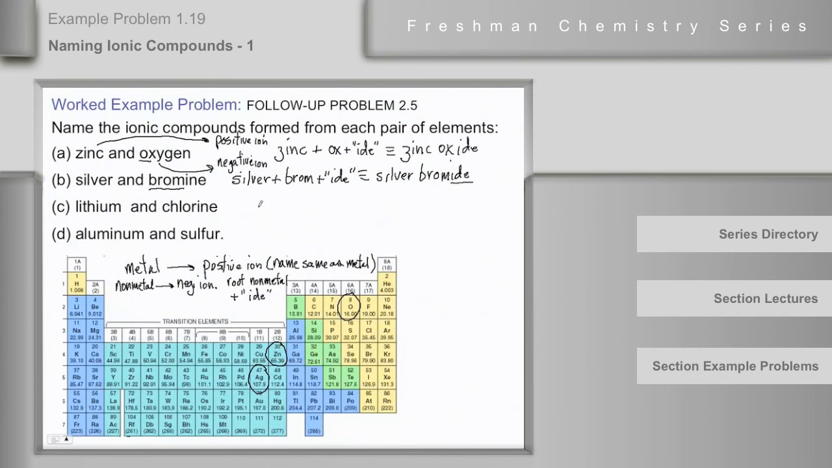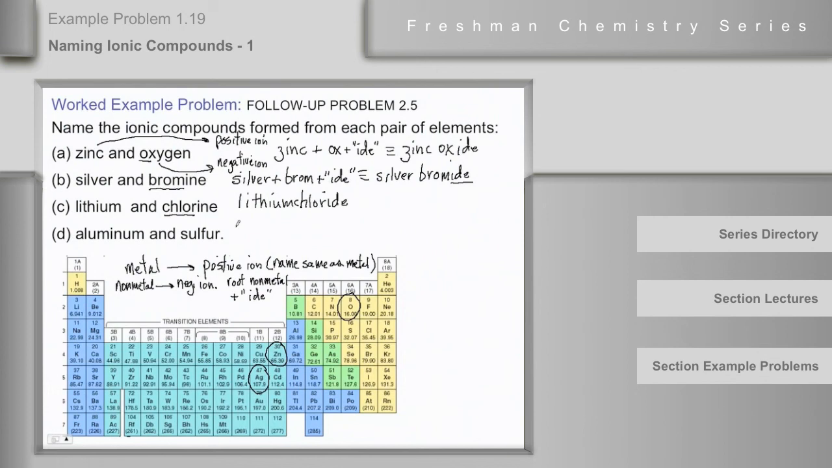So you see the pattern. We look at C, we can recognize that the root name for the nonmetal chlorine is chlor, so we can just immediately write the name of the ionic compound as lithium chloride.